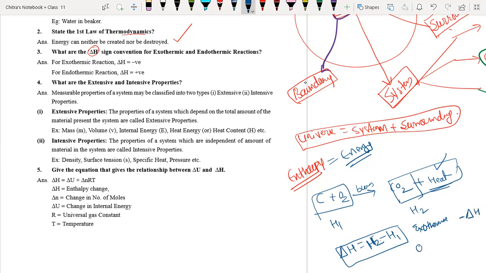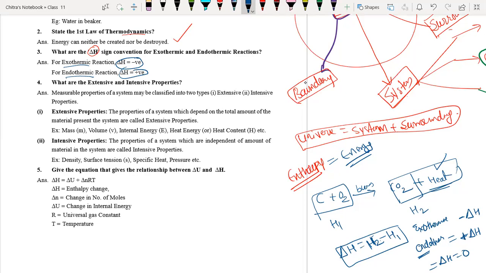For endothermic reactions, heat energy is absorbed. So if heat energy is absorbed, then del H is positive. Understood? Enthalpy and sign convention for enthalpy? Yes, sir. If del H equals 0, that means no exchange of heat energy takes place between the system and its surroundings. So just remember, if del H is negative, it is exothermic, and if del H is positive, it is endothermic. Understood?